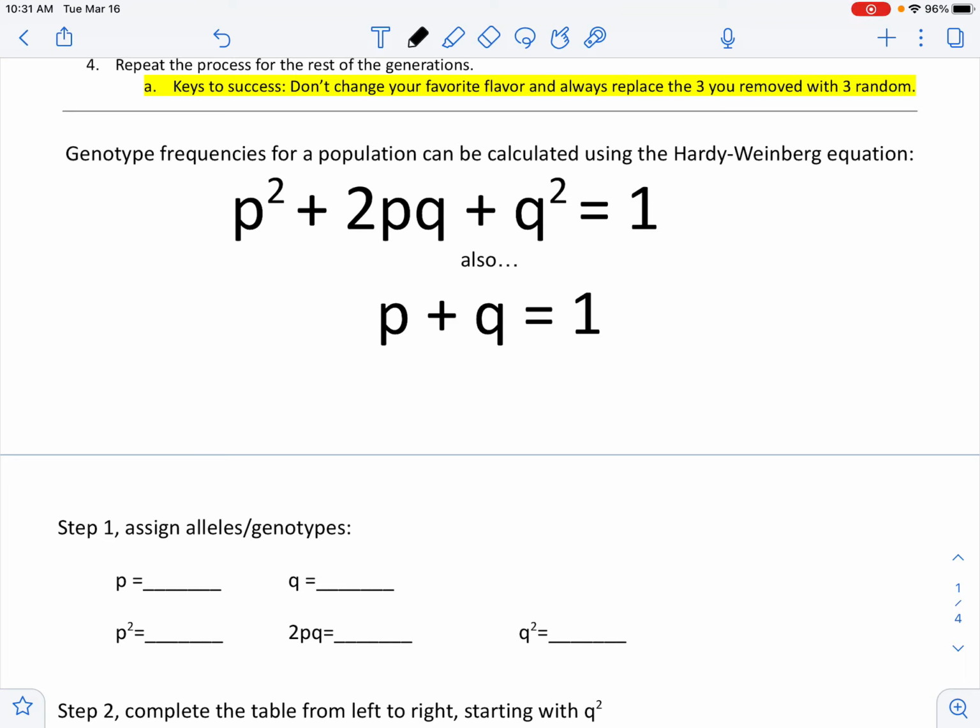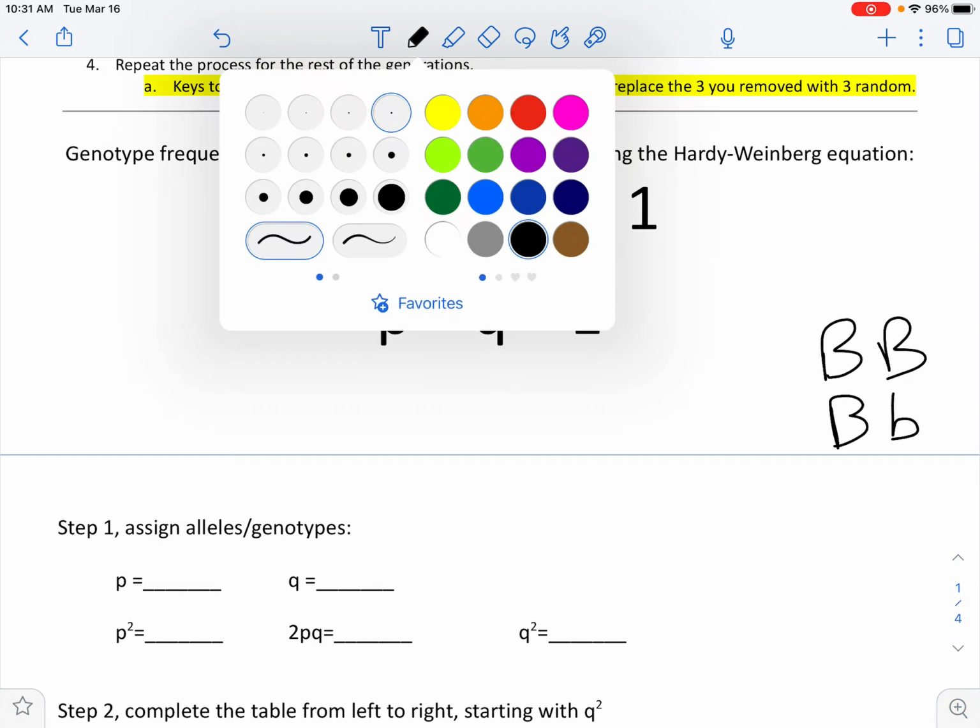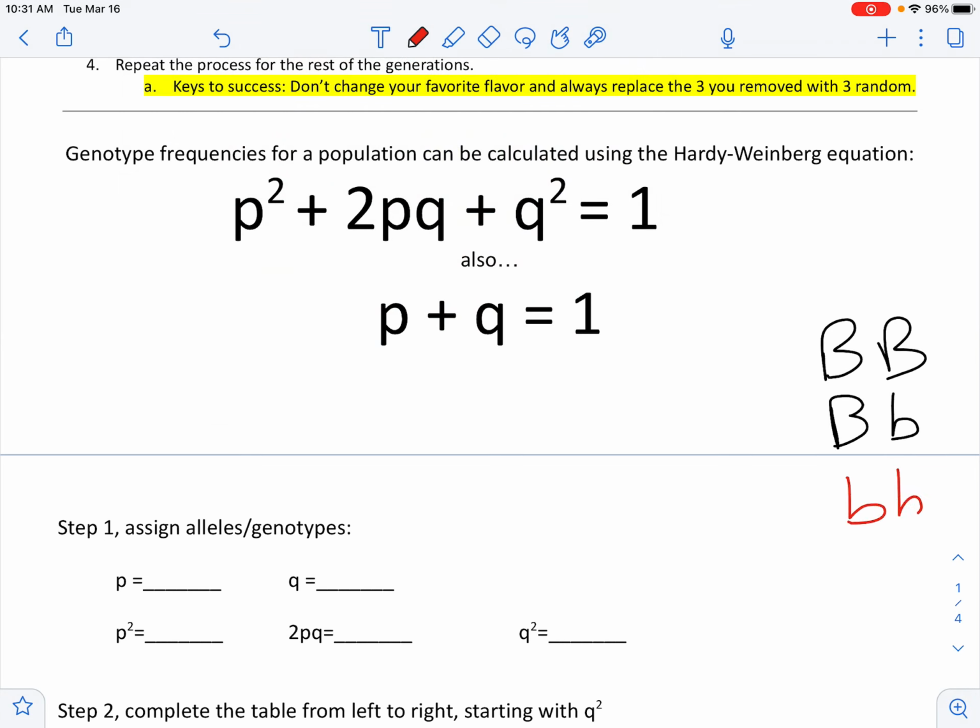So again, we have these genotypes, right? We have the black variety, which is either capital B capital B or capital B lowercase b, and then the red variety is lowercase b lowercase b. Those are the three possible genotypes. And so this first equation is looking at genotypes, okay?